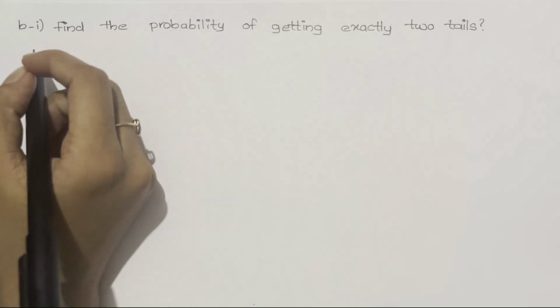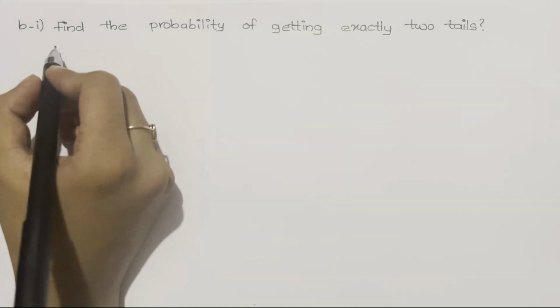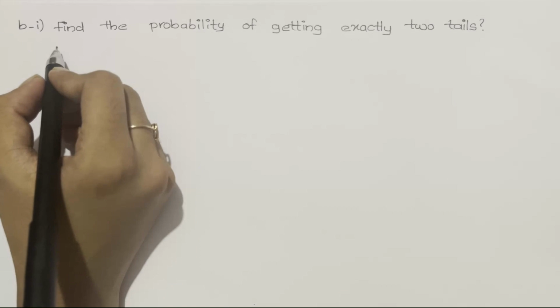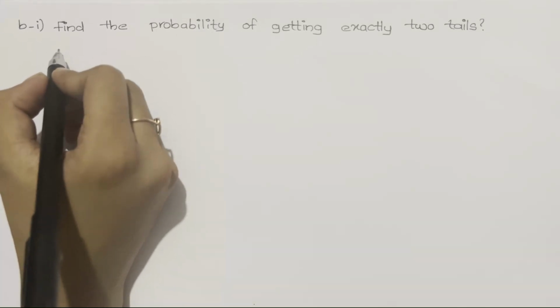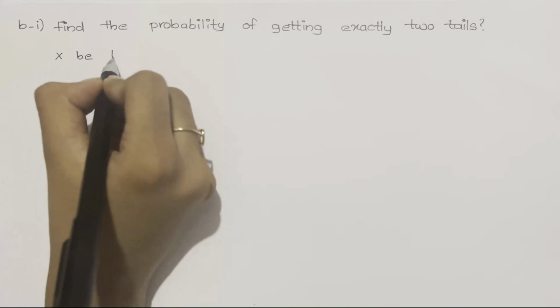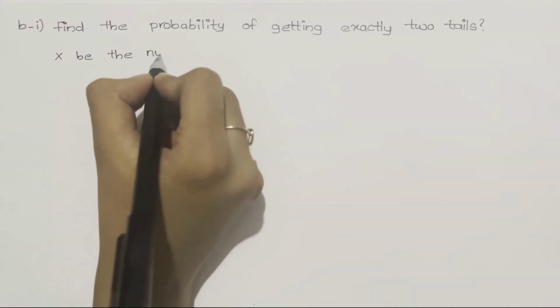The question is, find the probability of getting exactly 2 tails. In the previous 3 questions, the number of success is number of getting heads. Here, the number of success is the number of tails.